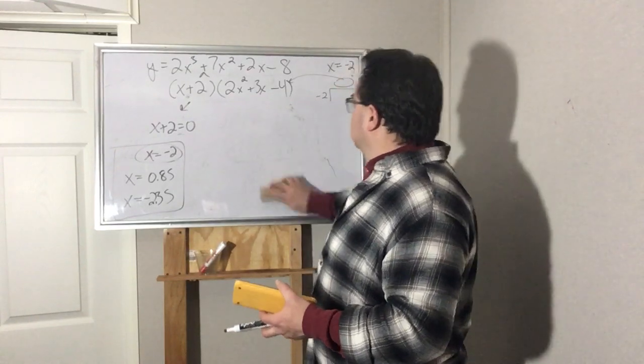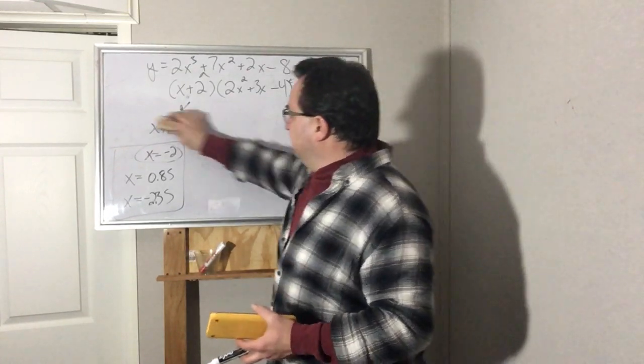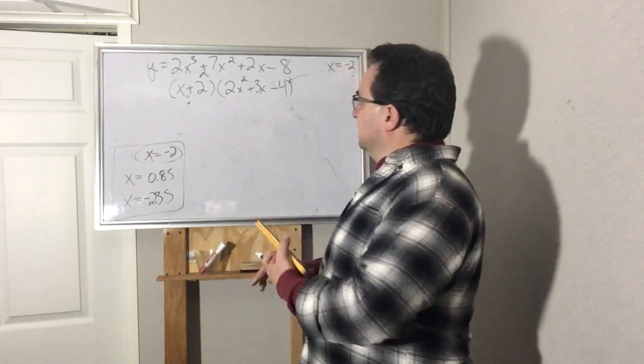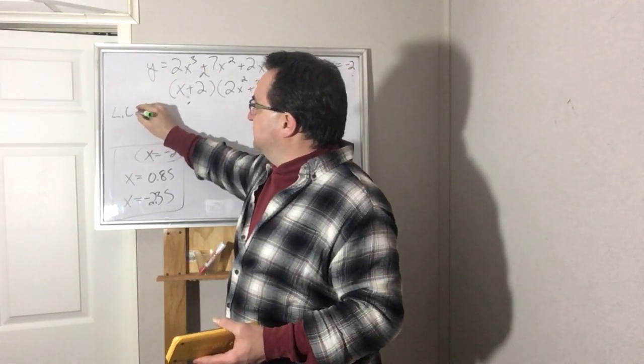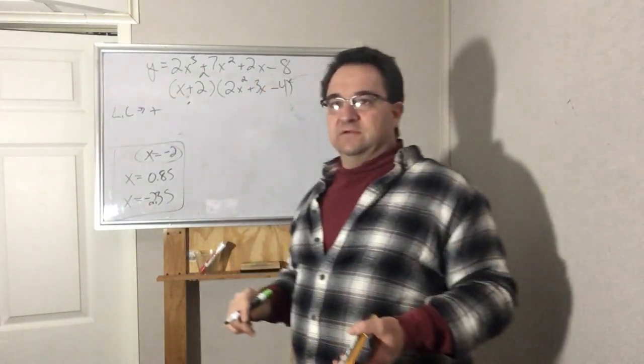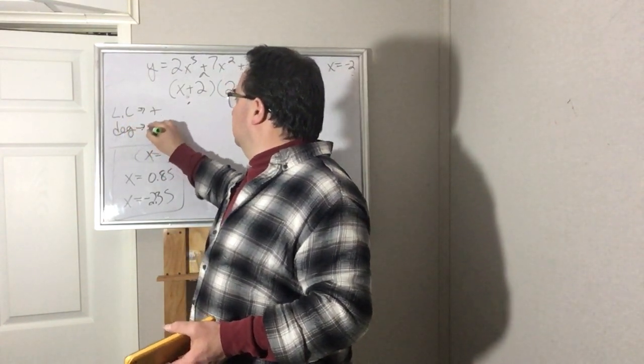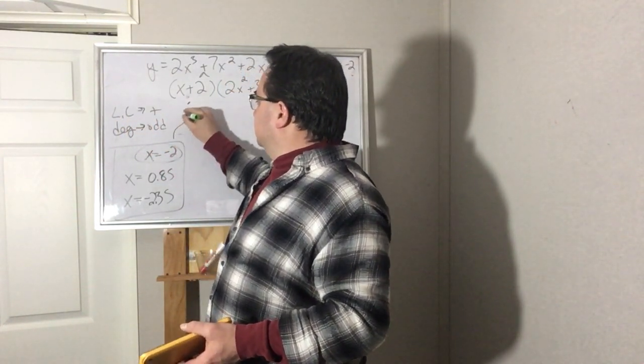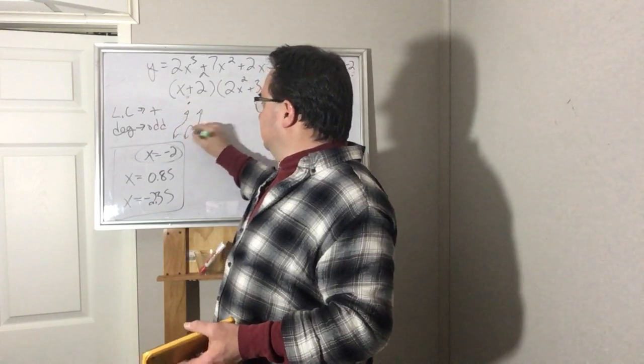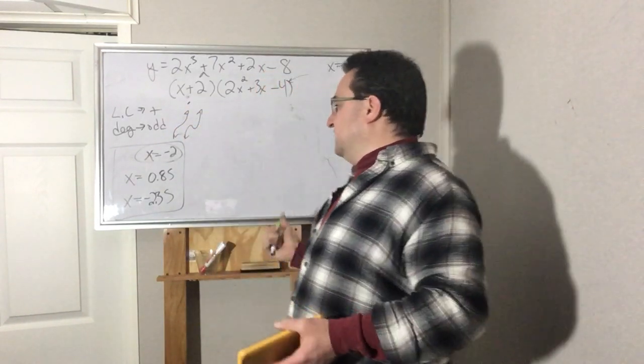Now what do I have to do? Well, now I'm going to graph this thing. So I know that the leading coefficient is positive. I don't think we've done one that was negative yet. We see that the degree is odd, which means it's this shape or this shape, which means it starts low, ends high.